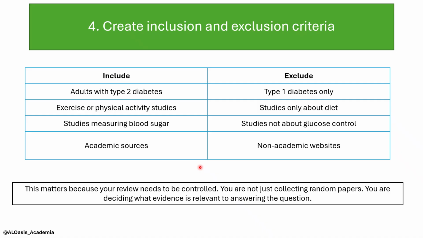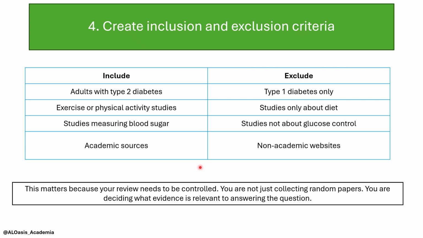And this matters because your review needs to be controlled. Why inclusion and exclusion criteria is very important to build before you start writing is because otherwise your whole writing will be messy. You need to have a very rigid and robust criteria for what paper you're going to include and what paper you're going to exclude. That's very important.